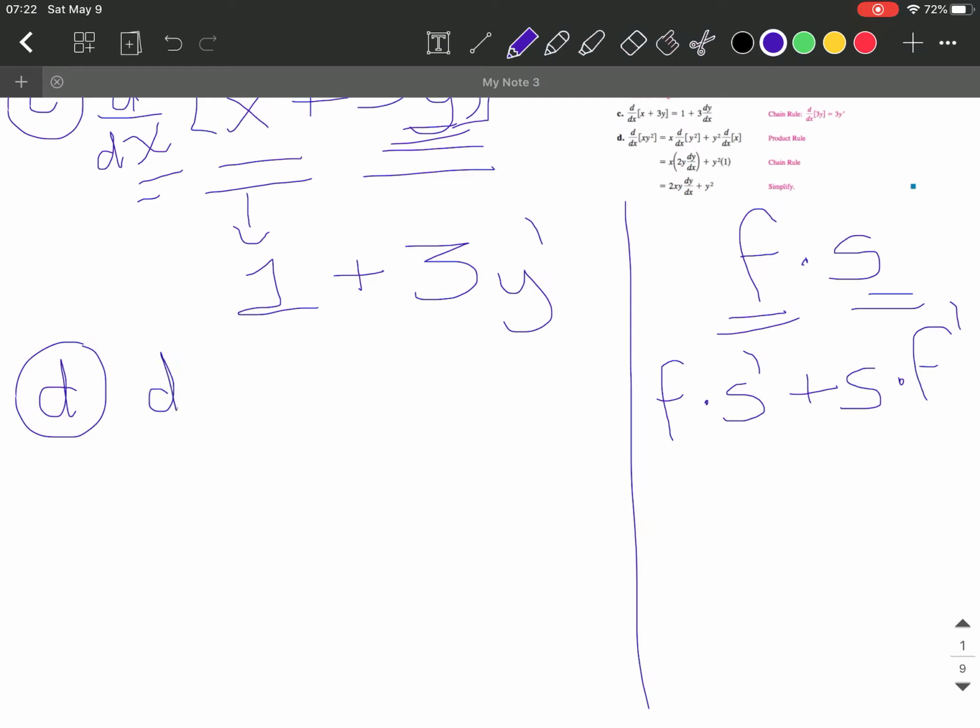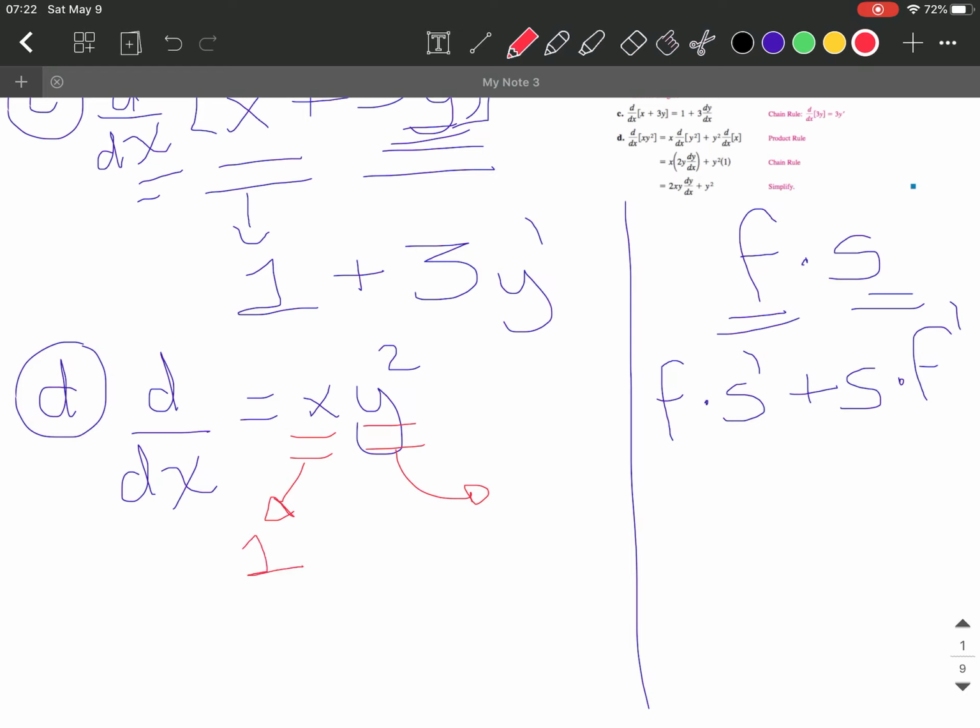Find the derivative with respect to x of x y squared, because you have in the same term both variables. So that's when you're going to be using the product rule. So how do you do this? Go ahead and off to the side, find the derivative of each part. The derivative of x with respect to x is just 1. The derivative of y squared with respect to x is 2y, but since it doesn't match, y prime.